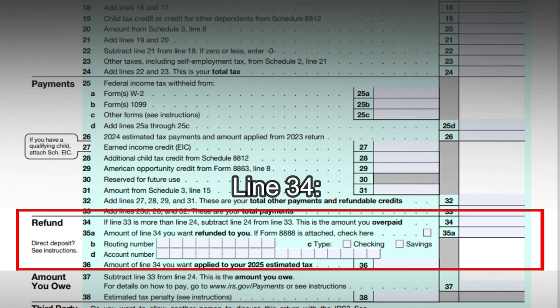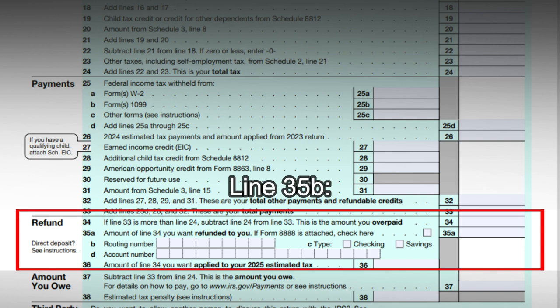Line 34, this is where you calculate your overpayment. If your total payments from line 33 are greater than your total tax from line 24, you'll subtract line 24 from line 33. The result is the amount you overpaid, which will either be refunded to you or applied to your next year's taxes. Line 35A, this is the amount of your overpayment from line 34 that you want refunded to you. If you're choosing to have your refund deposited directly into your bank account, check the box to indicate that you have attached Form 8888, which is used to split your refund into multiple accounts or to apply it in other ways. If you're requesting a direct deposit, fill out the following fields.